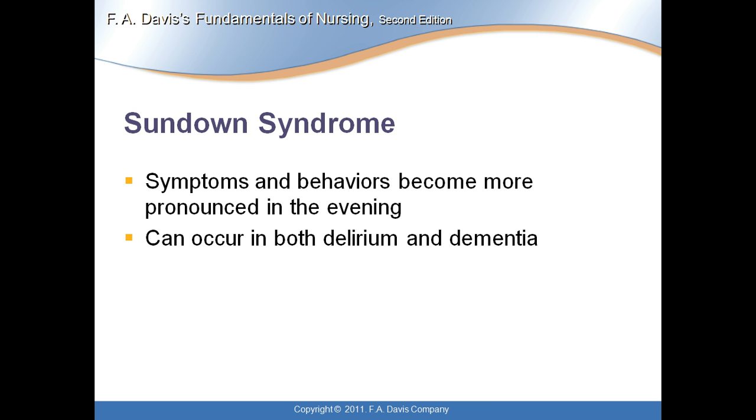When I first became a nurse, I didn't believe them, but it truly does happen in the evening. The sun goes down around 5, 5:30, 6 o'clock at night, and all of a sudden your patient who was alert and oriented all day long becomes very confused. Sometimes they get agitated and angry and sometimes violent, and sometimes they just get pleasantly confused. But this can occur in both delirium and dementia.